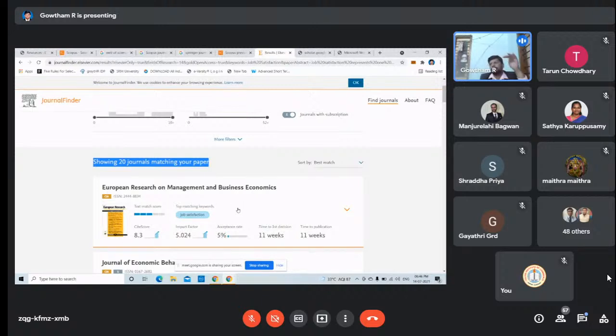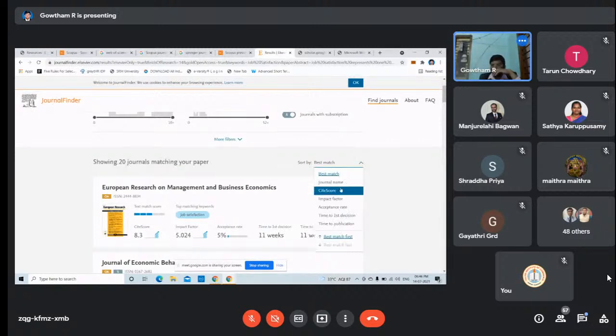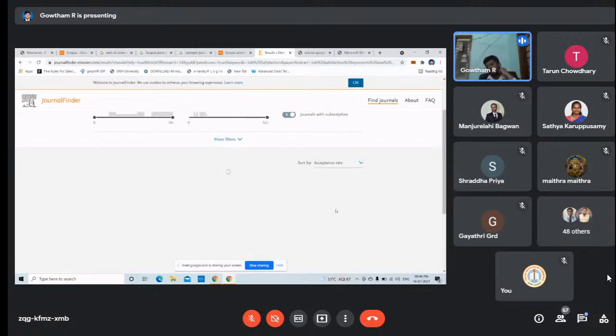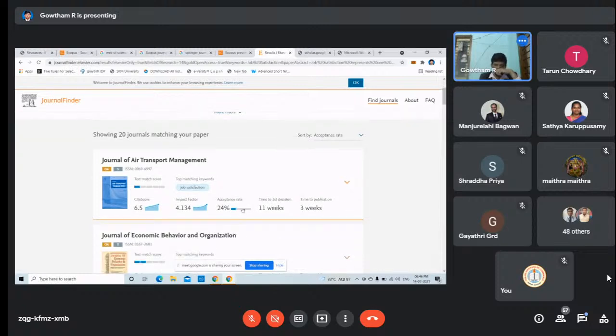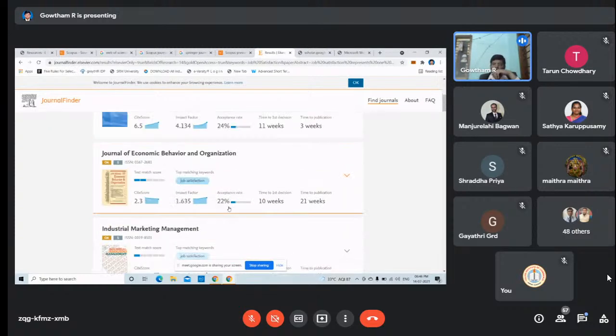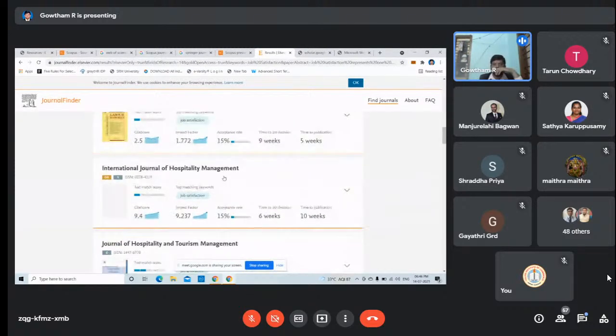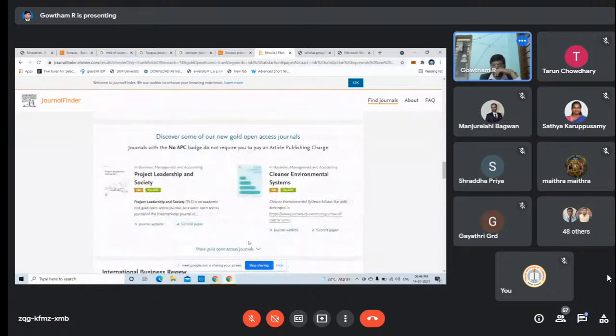You want to see the journals in terms of highest acceptance rate, right? Rather than this, what you can do is click on this and click acceptance rate instead of best match. Once you click acceptance rate, whichever journal has a high acceptance rate will come up. You could find here the highest acceptance rate is 24, followed by 22, 21. So it is coming in descending order: 15, 13, 12, all these things.